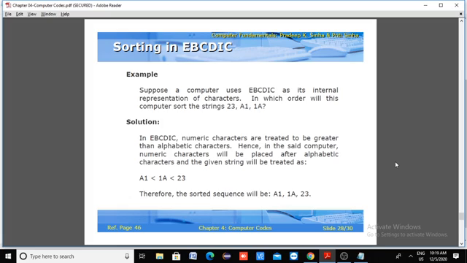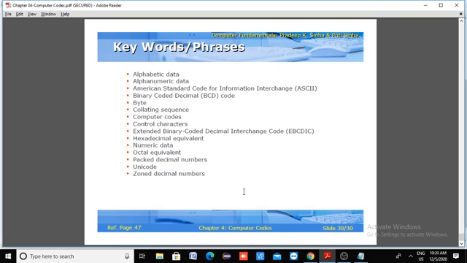These are the sorting in Extended Binary Coded Decimal Interchange Code. This is an example: A1 is less than 1A, 1A is greater than A1, and A1A is less than 23. So this is a sorted order. This is called the Unicode format and collating sequence. The collating sequence may vary from one computer system to another depending on the type of computer and the coding schemes used by a computer.